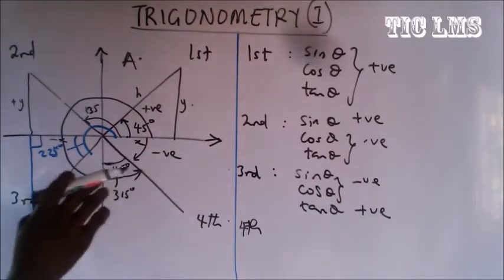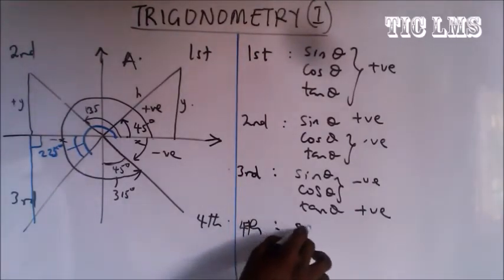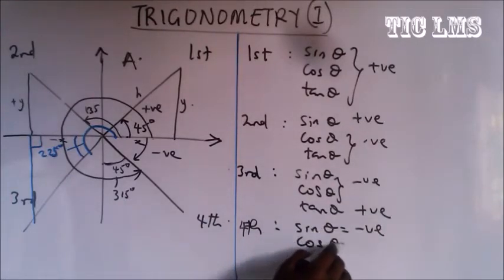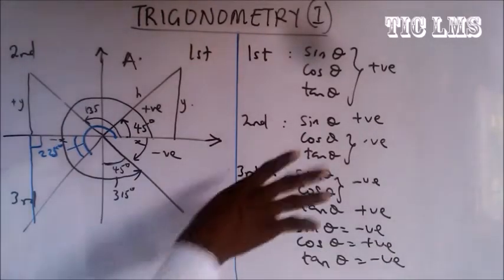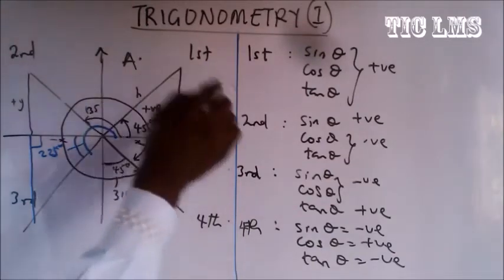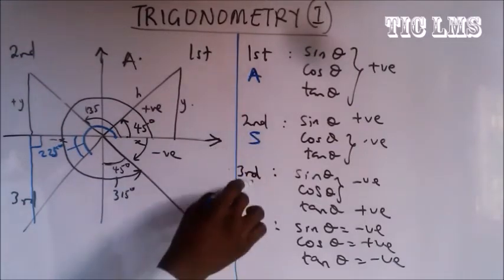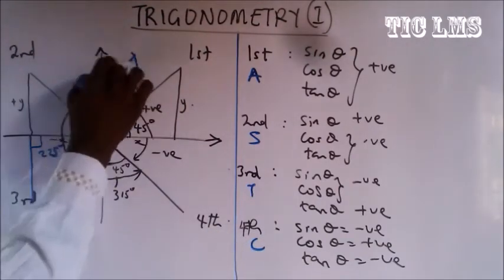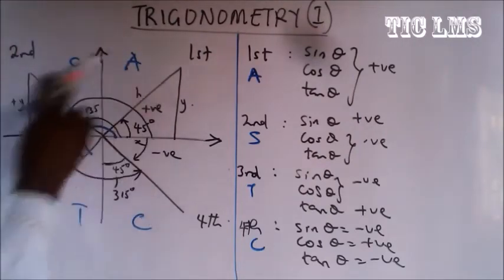And so when we take the sine, cos and tan of that, we have only cos to be positive. So sine theta is negative, cos theta is positive, while tan theta is negative. With all these derivations, we arrived at this: at the first quadrant, all of them are positive. At the second quadrant, only sine is positive. At the third quadrant, only tan is positive. And at the fourth quadrant, only cos is positive. So we have A, S, T, C, which can sometimes be called ACTS or CAST.